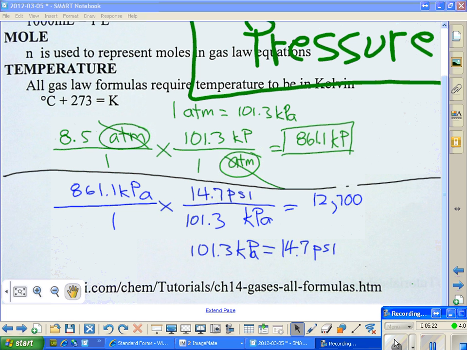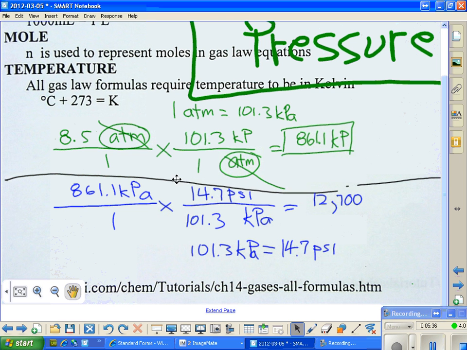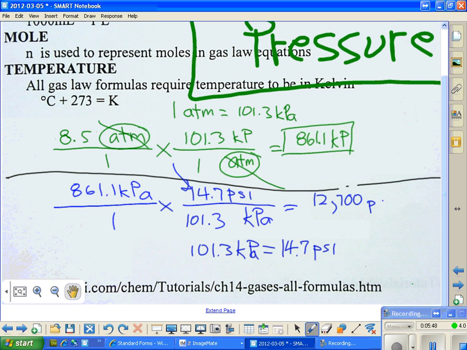Okay, there's our number when we run the calculator, multiplying 861.1 kilopascals by 14.7. We only have 3 sig figs, which is why I rounded it to what I did. We have 3 sig figs because of this number right here, which is only 3 sig figs. So the unit of measure now is PSI, and I've done my second conversion. These two guys, of course, are going to cancel out, leaving us with the PSI, which is our final unit of measure. And that's how you do those kinds of conversions.